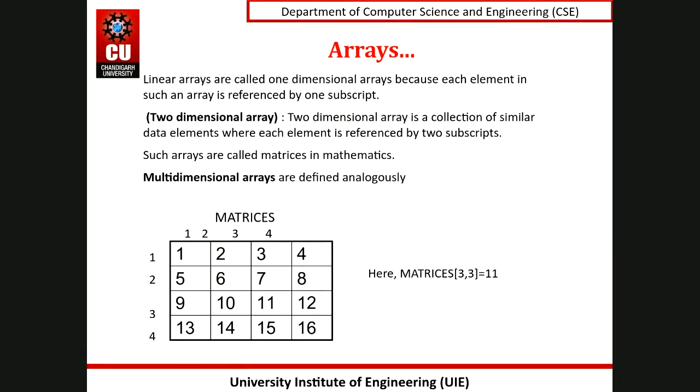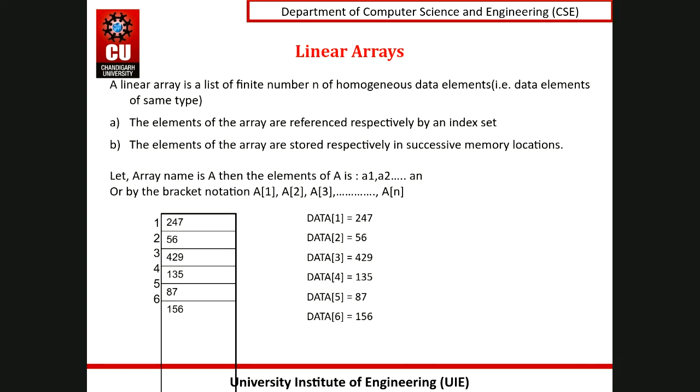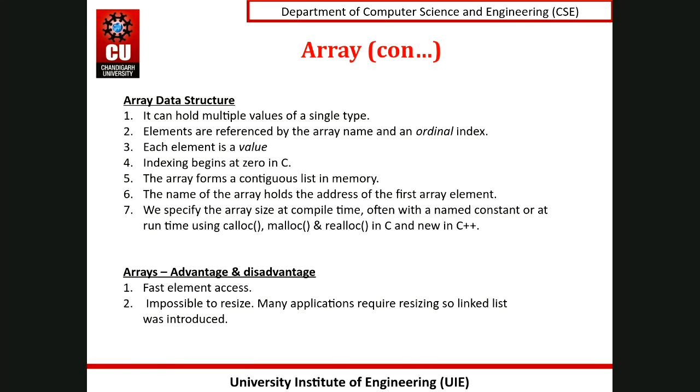Let's see how the arrays are represented. If I have a two-dimensional array, the first value represents the row and the second value represents the column. Please show me the formula again. I think I have not added that formula in the slide. I'll show it on the whiteboard. Just wait.